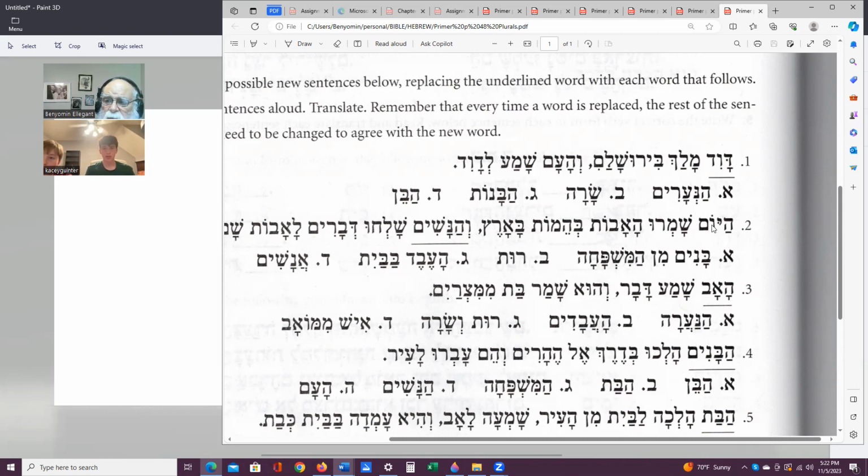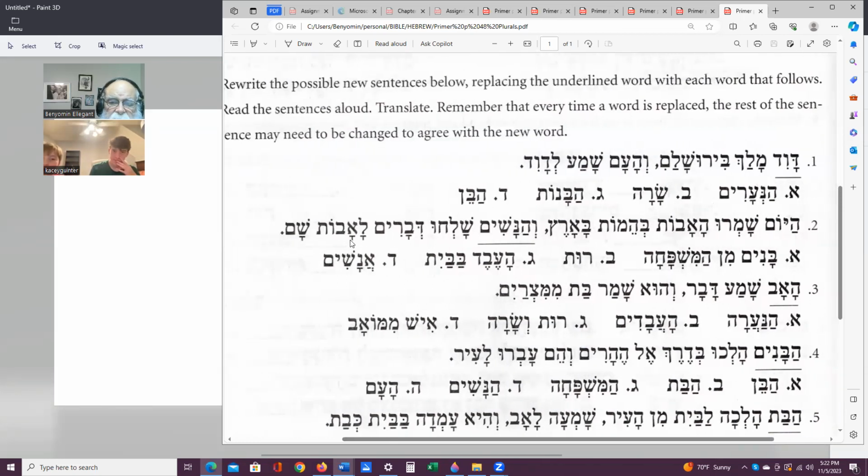For instance, hayom shomru, on the day they guarded the fathers guarded the animals in the land. The ha'anashim, the young men, sholchu, sent dvarim, words or things, that could also mean things, to the fathers there. Okay, that's the first sentence you would write.